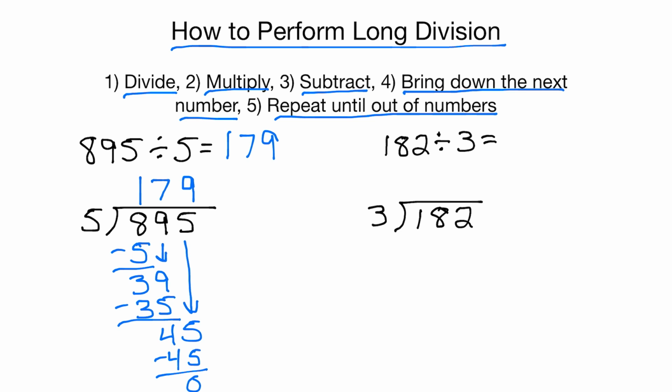Next example, we have 182 divided by 3. So we are dividing 182. It goes into the long division symbol. We're dividing by 3, so 3 goes on the outside of the long division symbol.